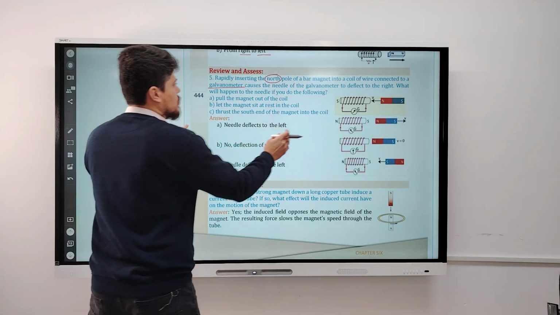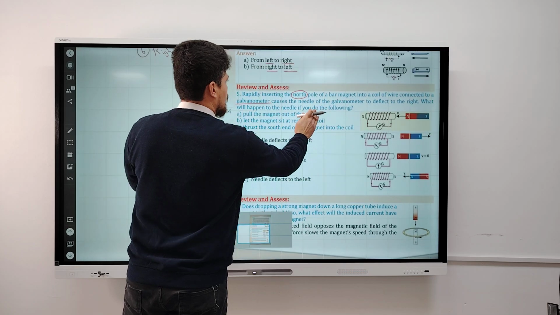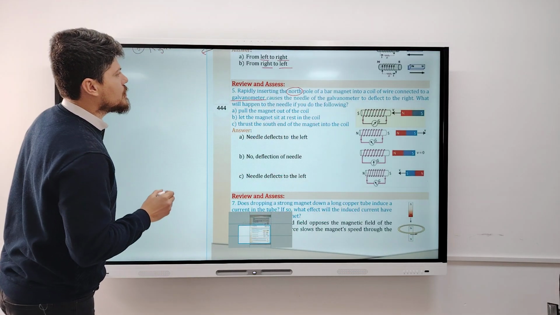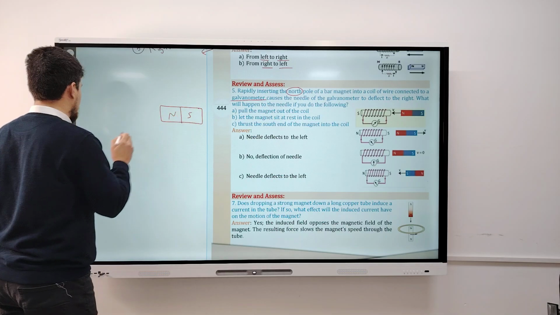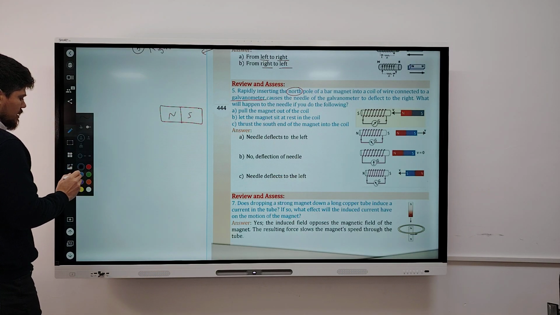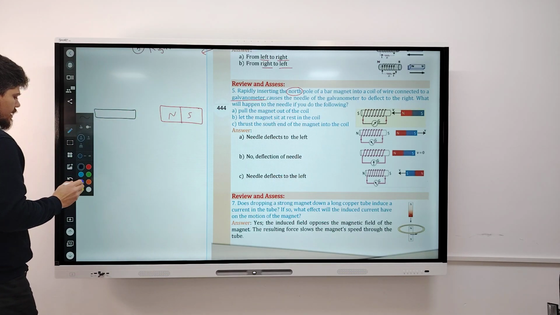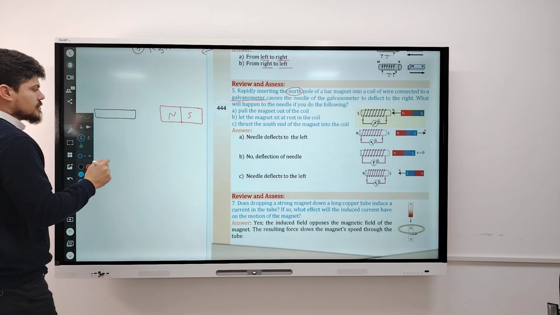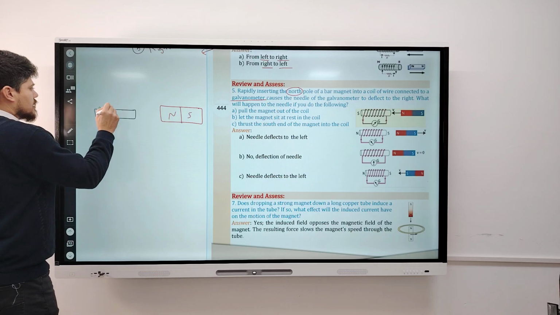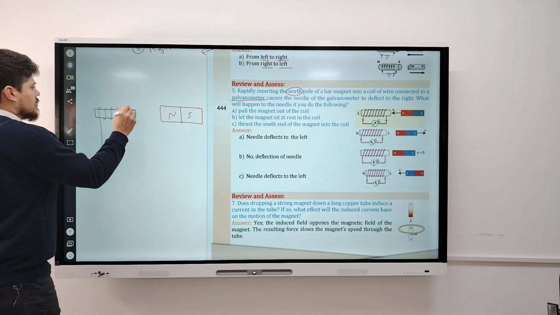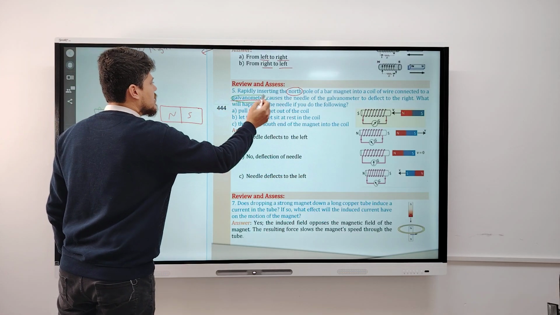Okay, now we have to draw. Look, inserting the north pole of a bar magnet. Draw a bar magnet, north pole and south pole, into what? Into a circuit of coil. So in that case, this is the wire, and it is connected with what? With the galvanometer.